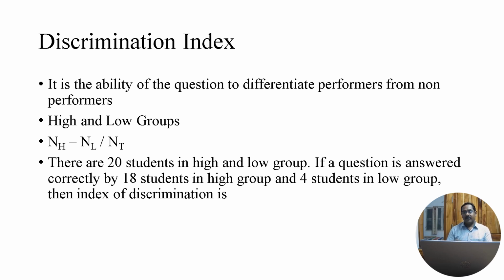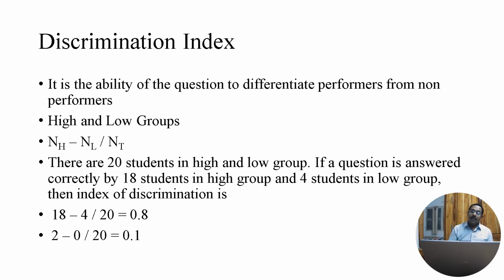If a question is answered correctly by 18 students in the high group and 4 students in the low group, what is the index of discrimination? It is very easy. Total students is 20. So 18 minus 4 divided by 20 is equal to 0.8. So this question discriminates 0.8, or 80% of the students. Therefore, it is a good question.